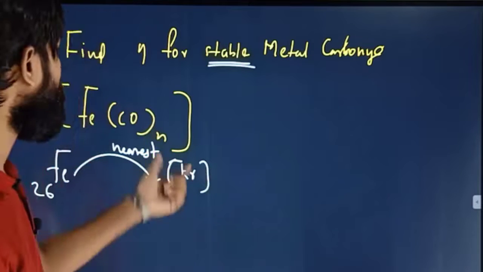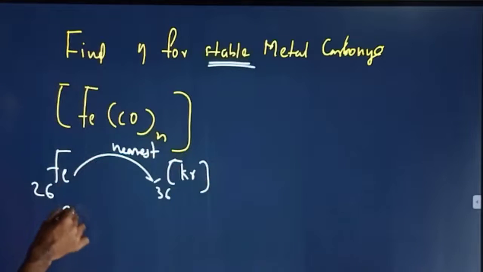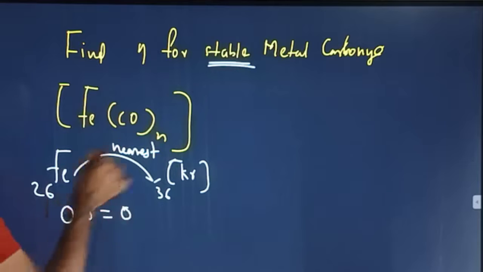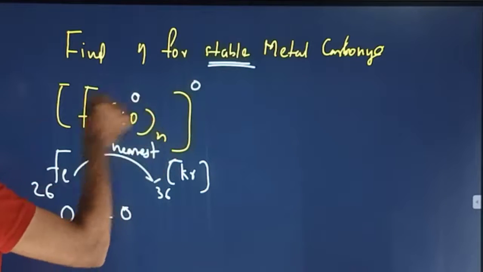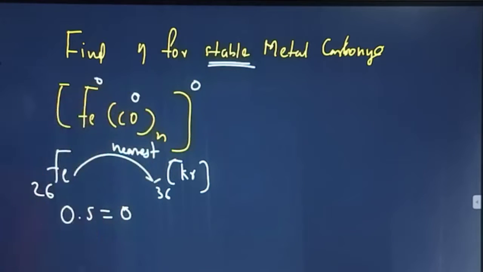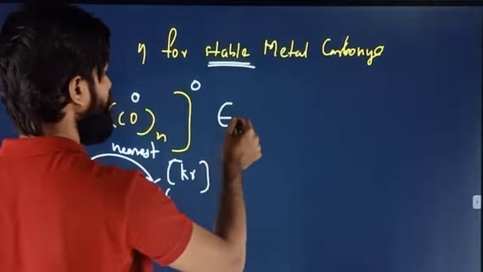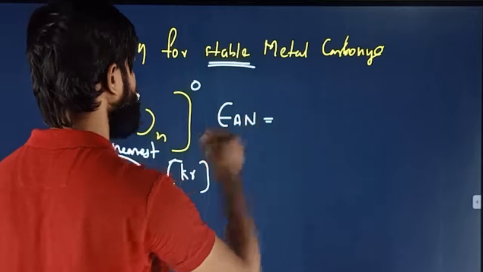Then for that, how much n is required? Here the oxidation state is 0, because carbonyl has 0 charge, so iron will be in 0 oxidation state. For coordination number, we know that carbonyl is monodentate, but the number is n. Now let's check what n is.